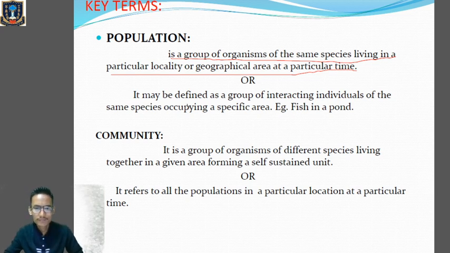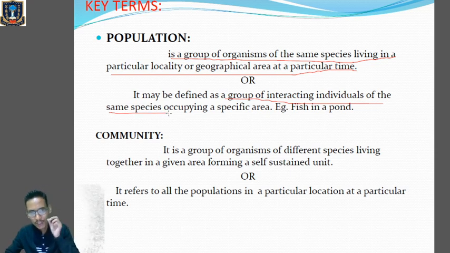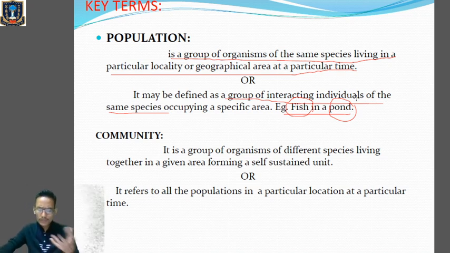Clear? Or we can say that it is a group of interacting individuals of the same species. In a population we will find a group of organisms which belong to the same species and occupy a particular area at a particular time. A simple example is fish in a pond. In a pond you find a group of organisms of the species of fish. So fish make up a population present in a pond at a particular time. Population means the group of organisms which belong to the same species.